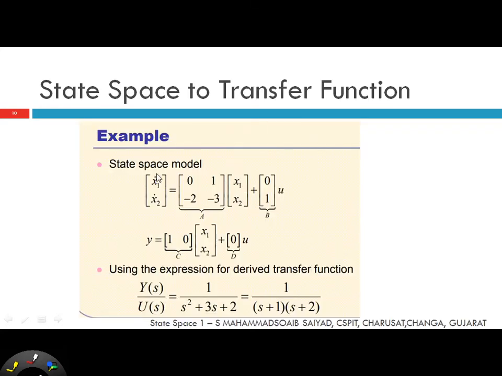The state space model is given as x dot is equal to Ax plus Bu, and y is equal to Cx plus Du. Here D, as I said, is a null matrix. Just comparing the state space model with the standard form, this will be your A matrix, this will be your B matrix, this will be your C matrix, and this will be your D matrix. I want to find the transfer function, which is the ratio of the Laplace transformation of output to the Laplace transformation of input, assuming all initial conditions are 0.